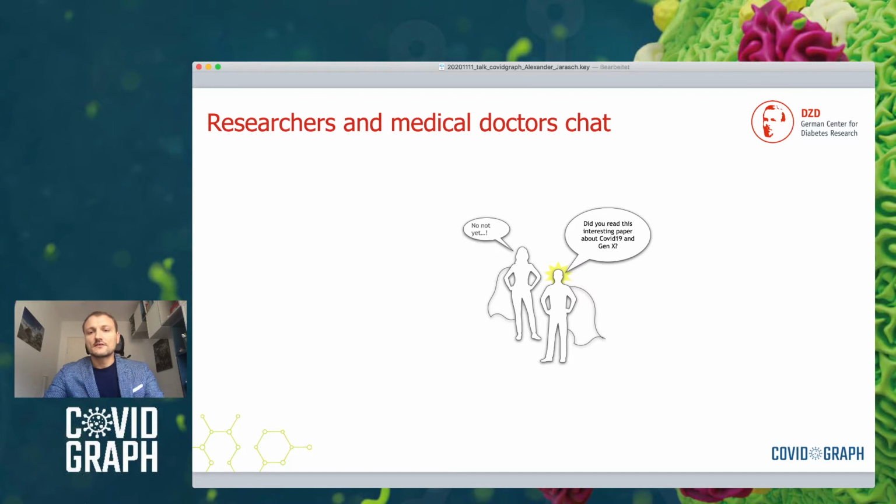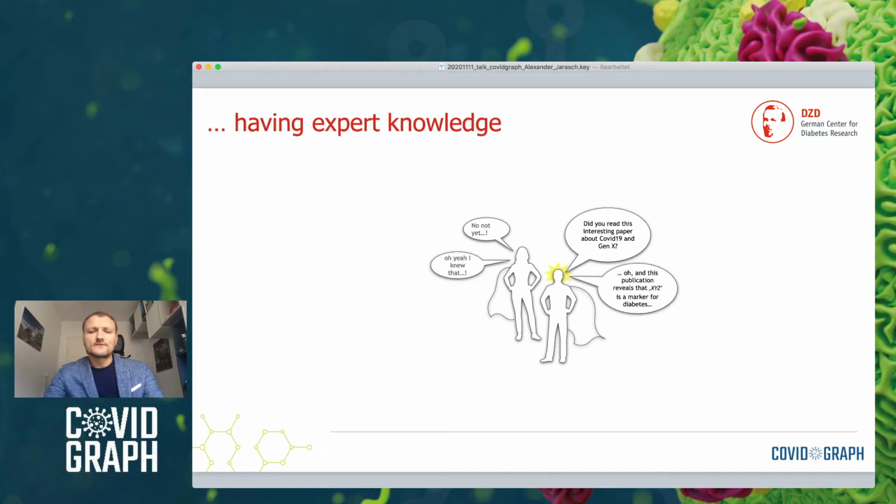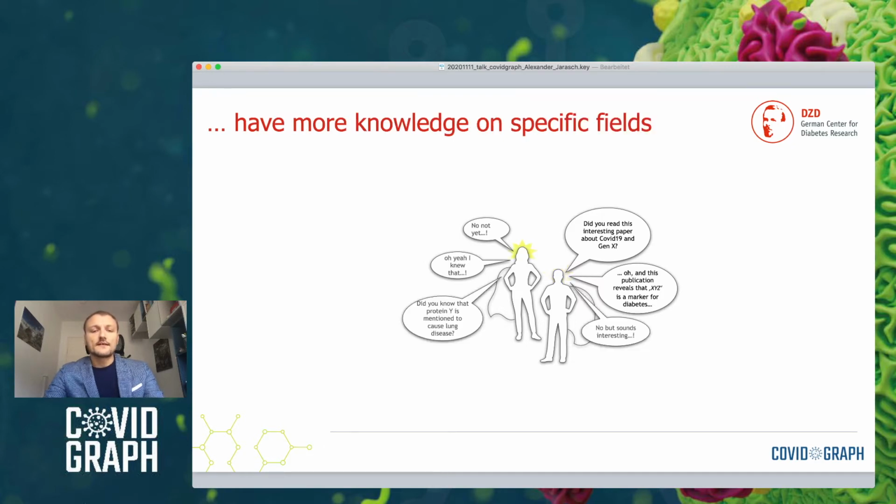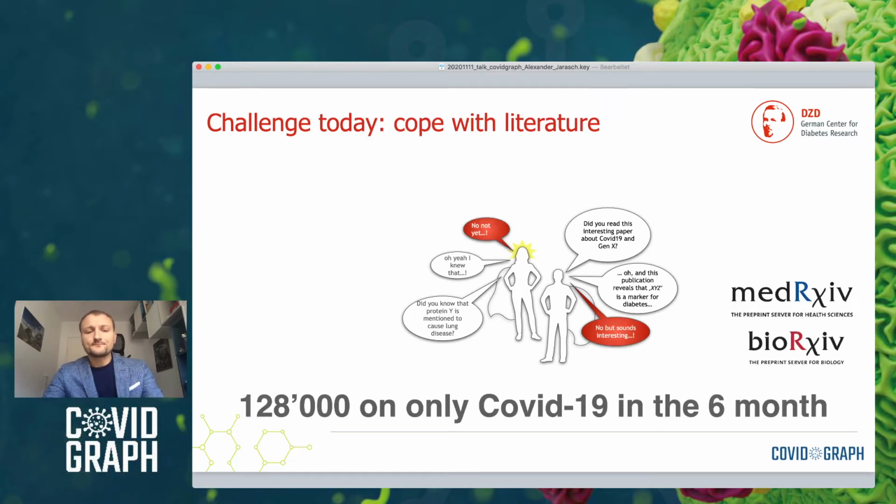For example, here, did you read about this interesting paper about COVID-19 and gene X? And the other researcher says no. And this publication reveals that whatever, XYZ is a marker for diabetes. And the other researchers say, oh, I knew that, yeah. And the other person asked, did you know about protein Y being mentioned to cause lung diseases? And the other researcher said, no, but oh, that's an interesting fact. And you get the point here.